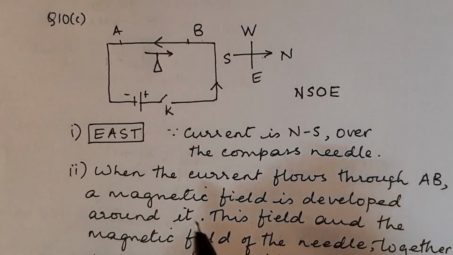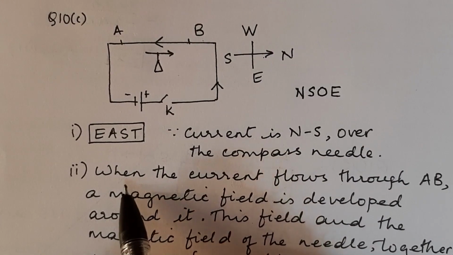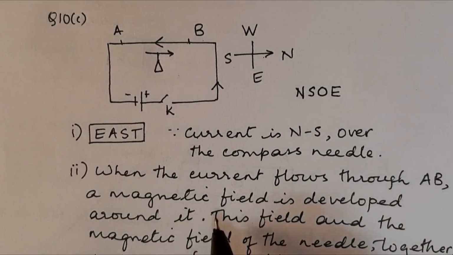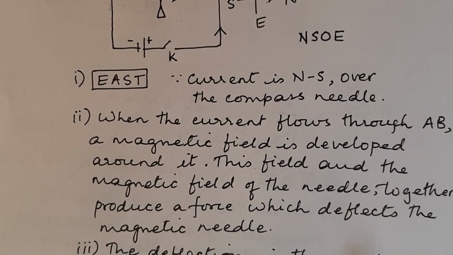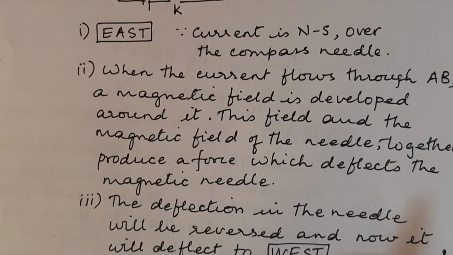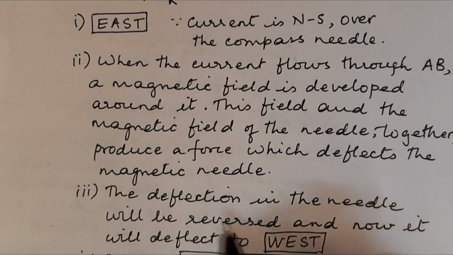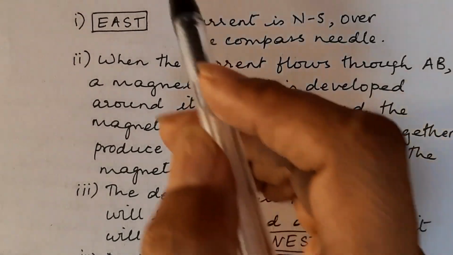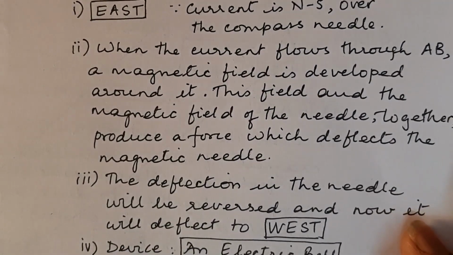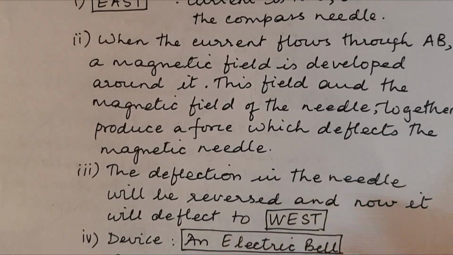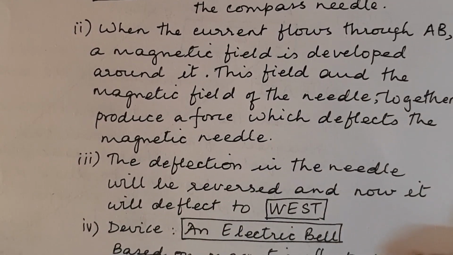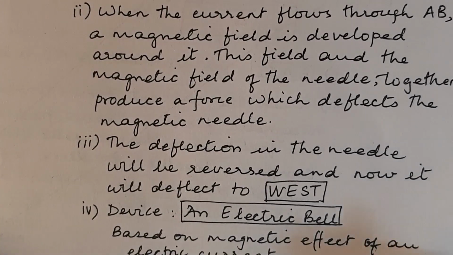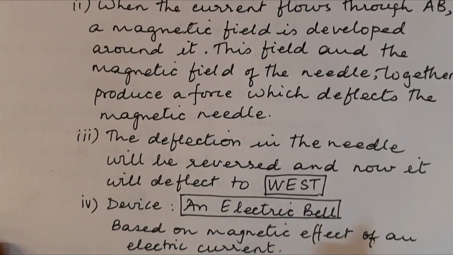Part 2 told us to explain why was the deflection. So the reason is, when the current flows through AB, a magnetic field is developed around it. This field and the magnetic field of the needle together produce a force which deflects the magnetic needle. Then we come to the third subpart: the deflection of the magnetic needle, if the compass needle is just above it, what will happen? The deflection will be reversed, and so now it will be deflecting to east. And the fourth subpart, name a device which is based on this principle, and that is an electric bell, because it is based on the magnetic effect of an electric current.